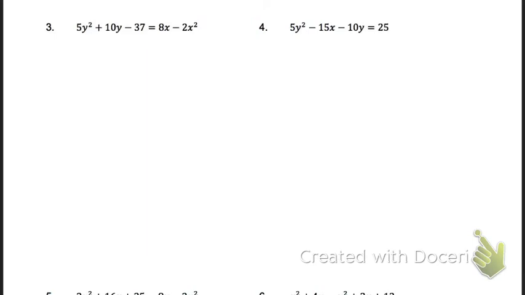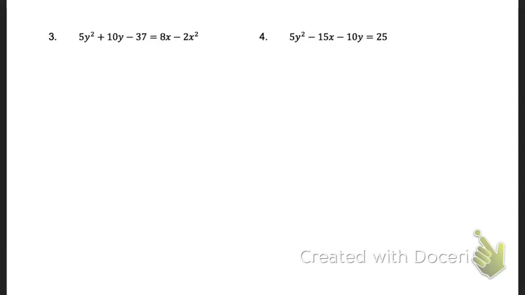Okay, so number 3, right now they look like they're different signs, but you have to put them on the same side of the equation first. So let's rewrite this to where we're about to complete the square, then we can identify. Okay, so I'm going to rewrite this. I'm going to put the x squareds first. So 2x squared minus 8x plus 5y squared plus 10y equals 37.